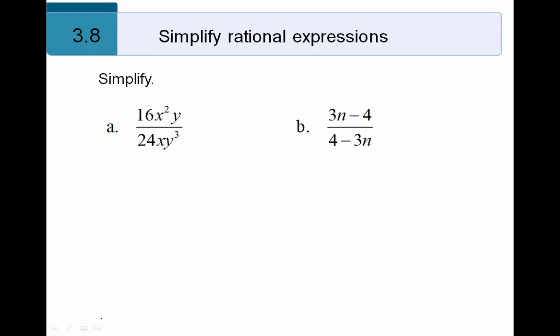Now notice this is a little bit different here because 16x squared y is a monomial and 24xy cubed is a monomial. So what you want to look for is look at the numerator and denominator and just ask yourself, what would the greatest common factor of those two terms be? Well, the GCF of 16 and 24 is 8, correct?